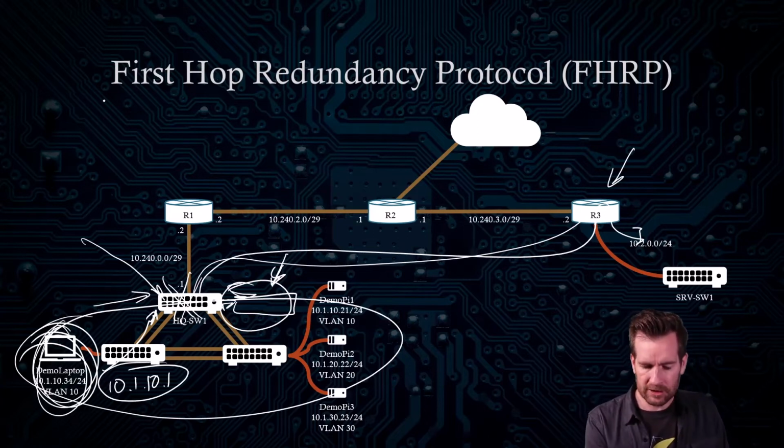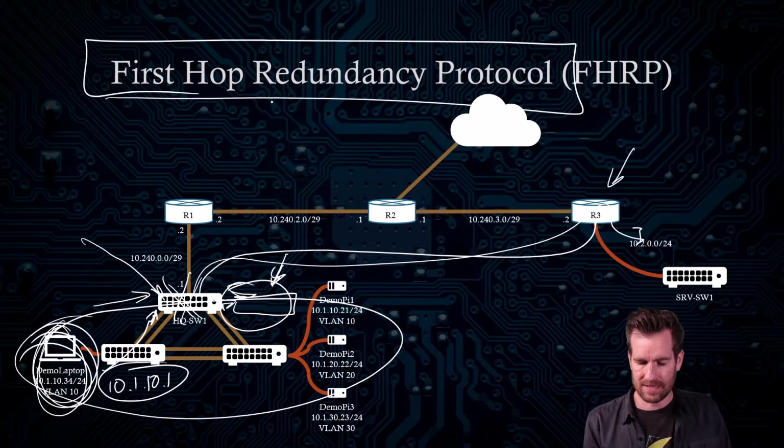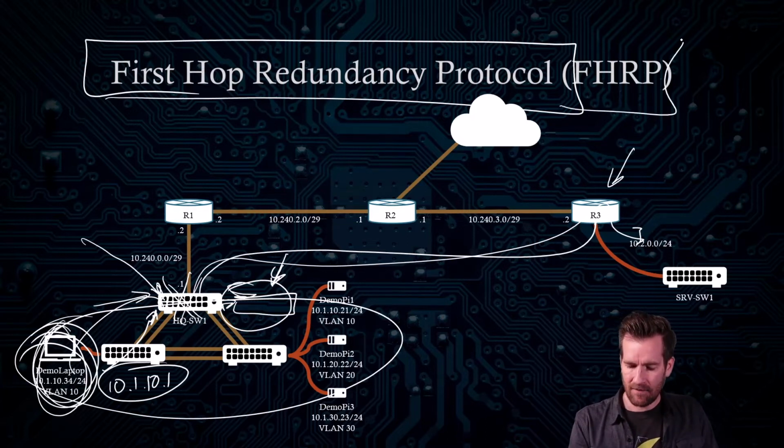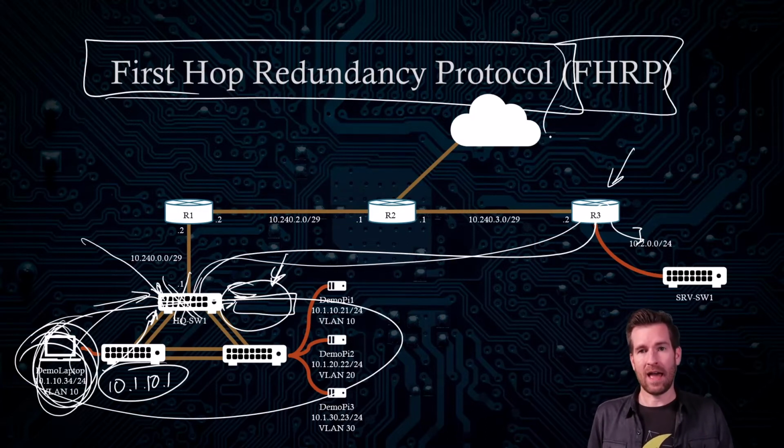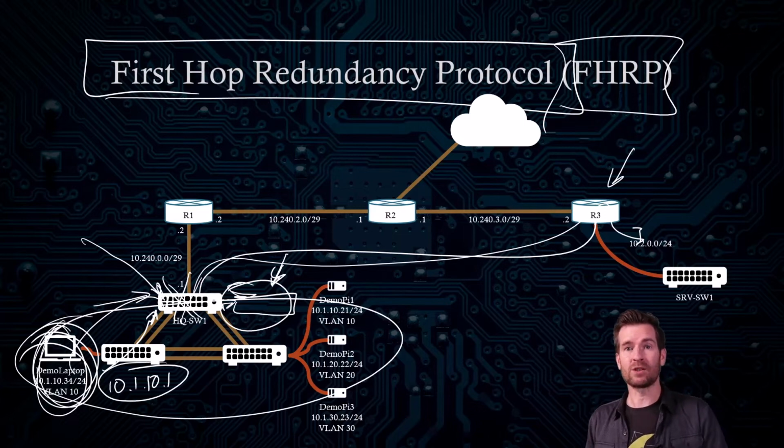Well, that's where first hop redundancy protocol comes in. It's the first hop, the first layer 3 connection point of all of this. So this is FHRP, and this is how we would create redundancy for our default gateways.